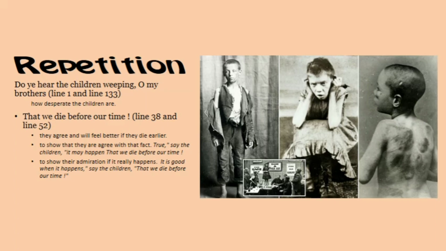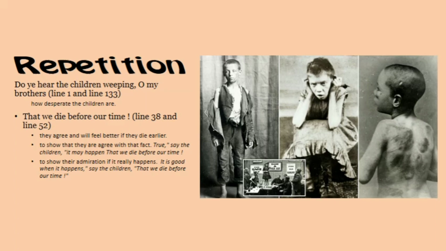And then we can also see the next clause, the next subordinate clause, "we die before our time." We can find it in line 38 and in line 52. It functions to remind the readers that they agree and will feel better if they die earlier. So the first sentence functions to show that they agree with the fact.